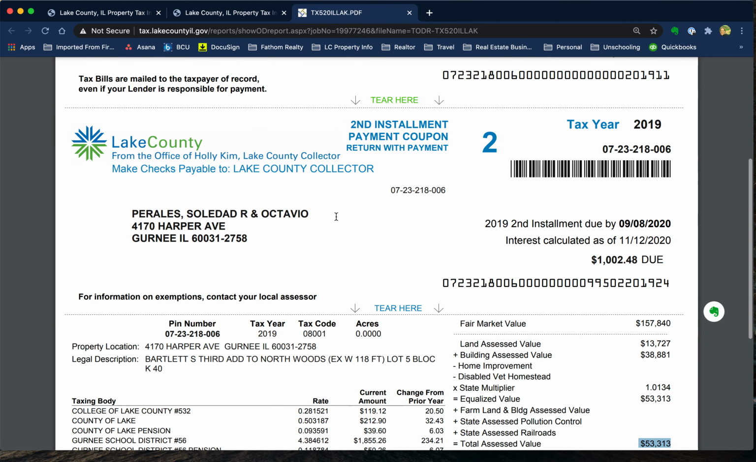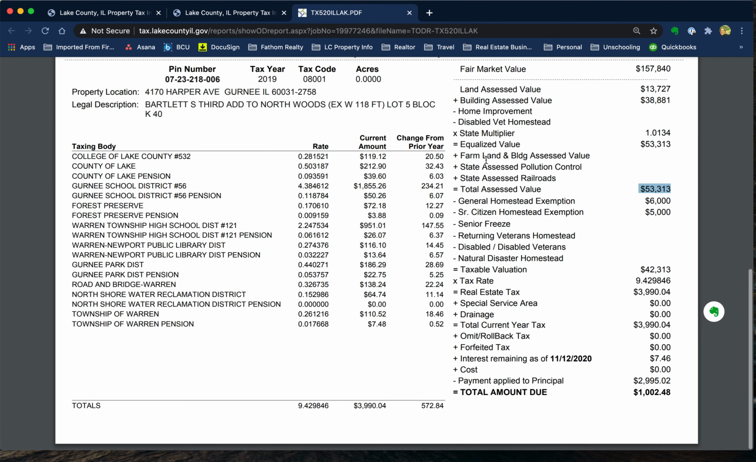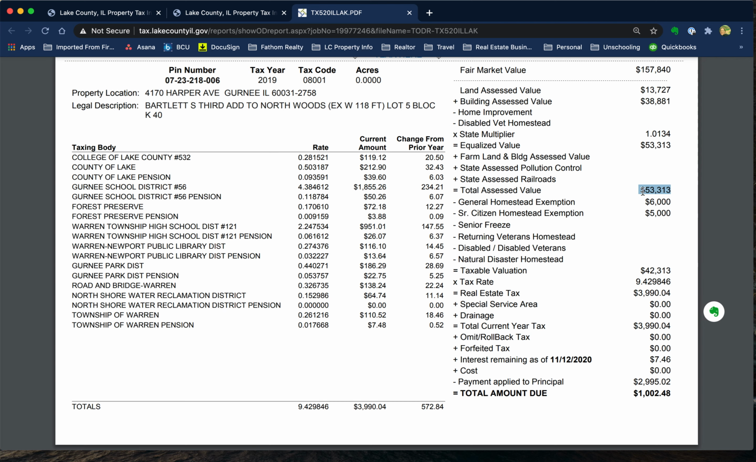So this is the tax bill, and I'm going to look over here at the total assessed value. That is the total assessed value for this property. Now, if you have a homestead exemption, you subtract $6,000. If you have the senior citizen homestead exemption, you subtract $5,000. So let's say I'm looking at potentially purchasing this property, and since I'm not a senior citizen, I will not have the eligibility for the senior citizen homestead exemption. I'm only going to be able to subtract $6,000, not $11,000, the 6 plus 5.